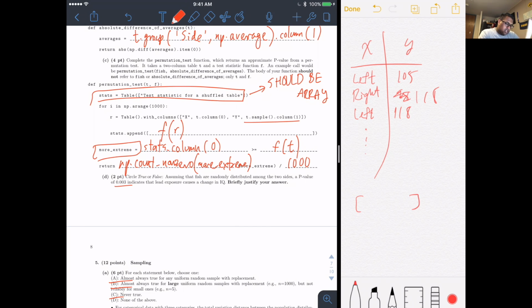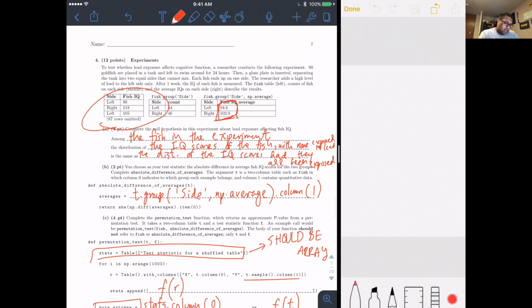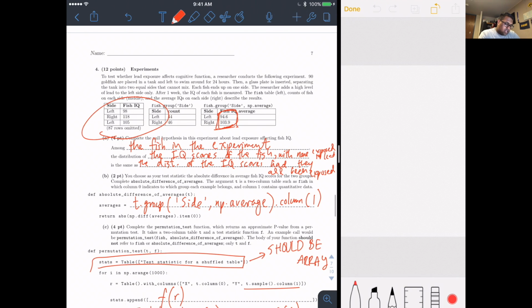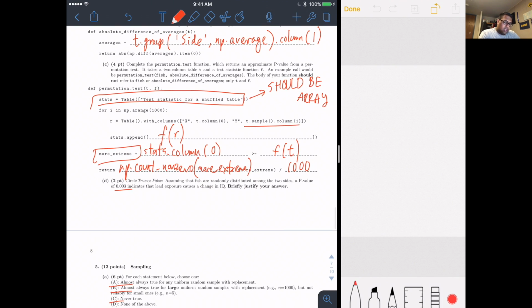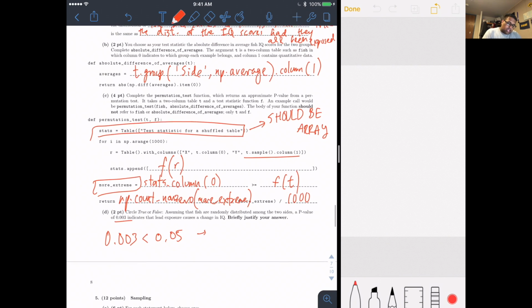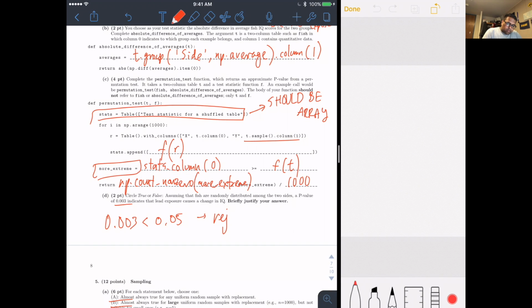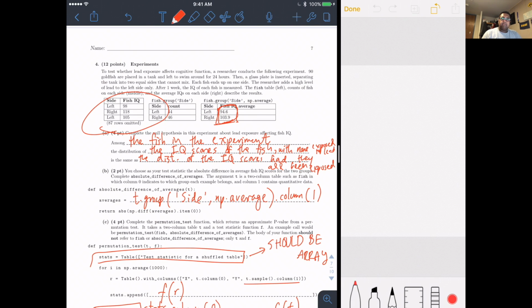make some sort of conclusion, but also we knew that this has to be a randomized control trial, as we learned earlier in the course, and it appears to be a randomized control trial. So since 0.03 is less than 0.005, yes. So then now in this case we have to reject the null hypothesis, and that means there is some sort of change in IQ. And that wraps up this problem.